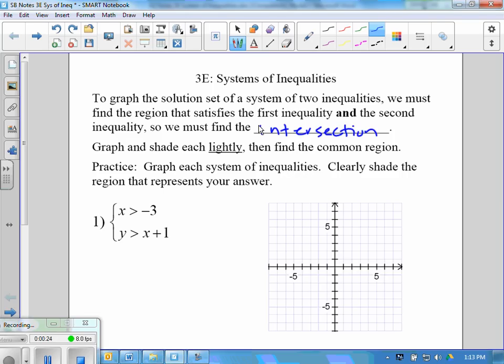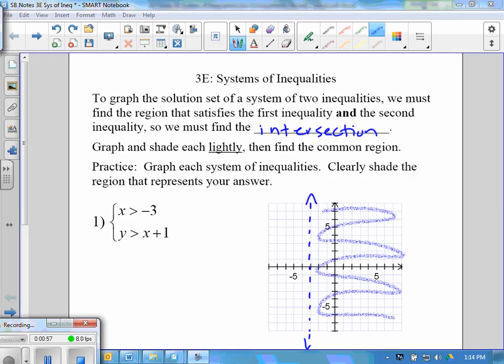To do this, what we want to do is graph each line and lightly shade, and then we can find the common region. So let's take this first one. We have x is greater than -3. This is going to be a vertical line going through -3. And since we have greater than as opposed to greater than or equal to, we're going to use a dotted line. To show that it would be greater than, we're going to shade the numbers where x is greater than -3. So this is going to be to the right of the inequality boundary line. So here we've lightly shaded to show this one. You don't want to shade too heavily or your graph becomes a big mess.